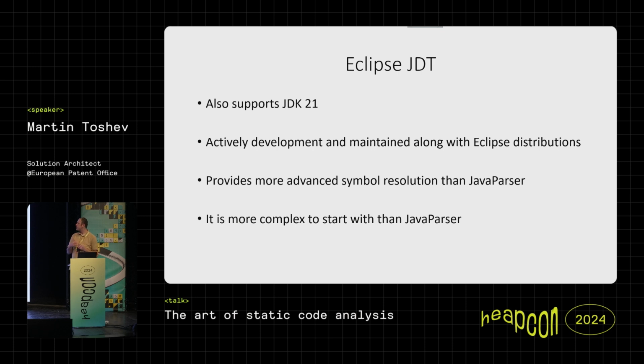It's actively developed and maintained along with the Eclipse distributions because Eclipse JDT is the main parsing library used in the Eclipse environment to analyze source code, and at the same time, it provides more advanced capabilities like code completion or partial compilation. For example, if your source file doesn't compile, it can still generate an abstract syntax tree from that partially compiling source code. So as you can see, it provides, in some cases, more advanced symbol resolution than the JavaParser library. But that comes at the cost of a more complex start. So it's more difficult to start using Eclipse JDT than the JavaParser library.